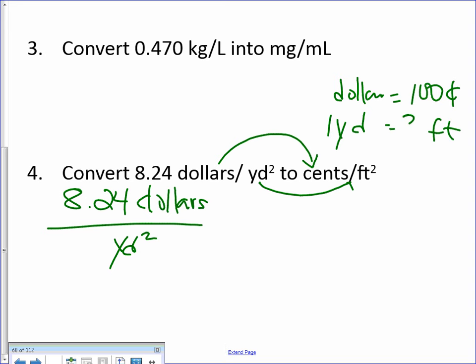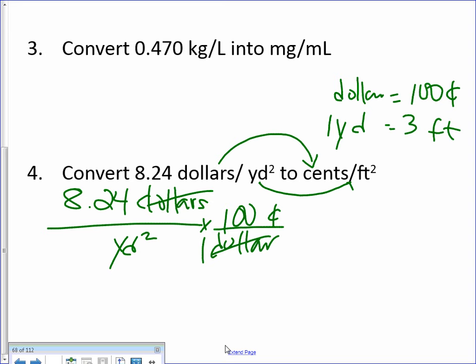Right, 1 yard is 3 feet. So these are the equivalencies that we'll write as conversion factors here. So let's do numerator first. Everyone agree? Numerator is cool. Let's go this way: $1, 100 cents. Okay. What cancels? Dollars.